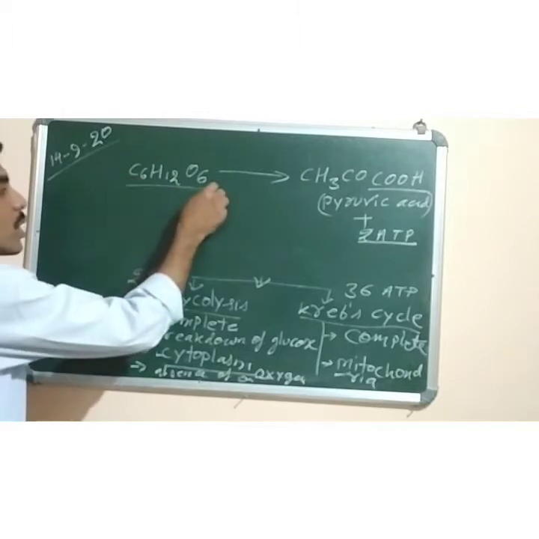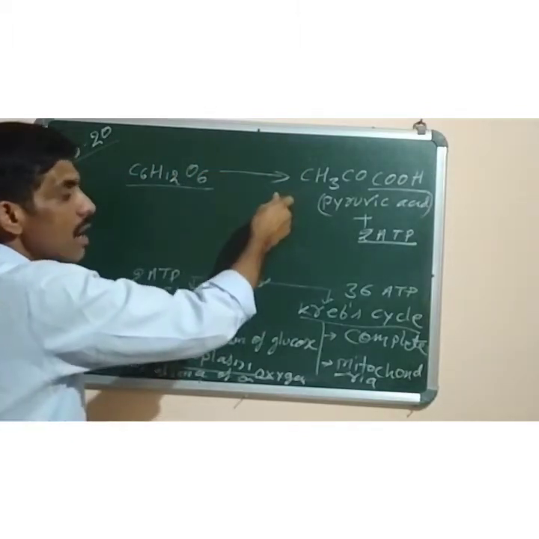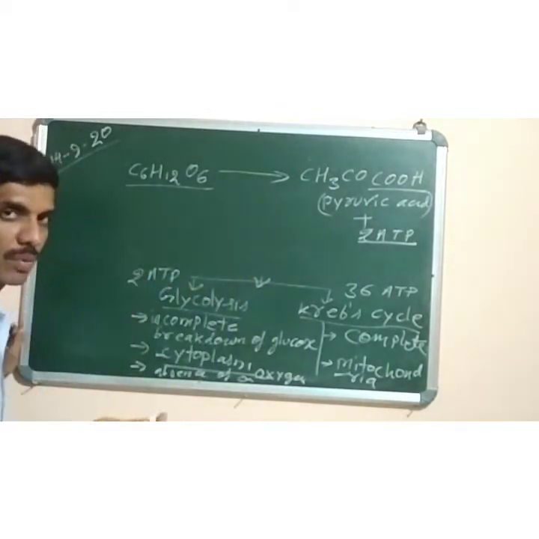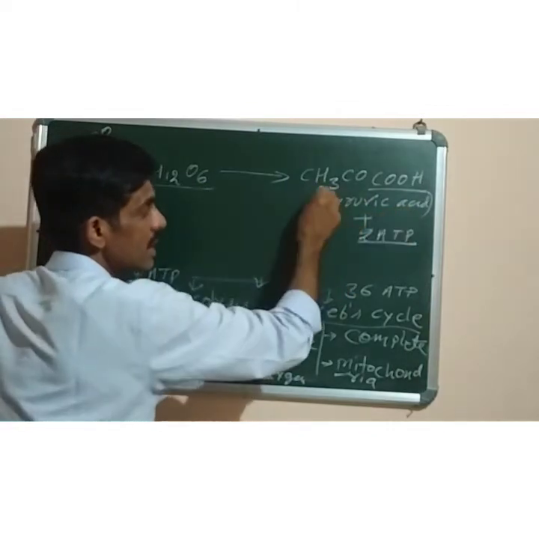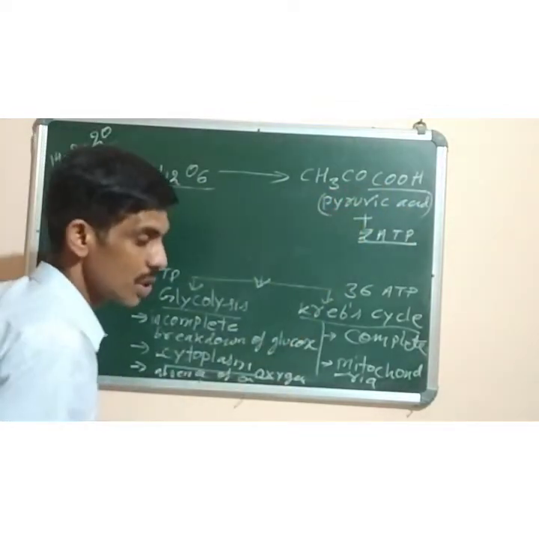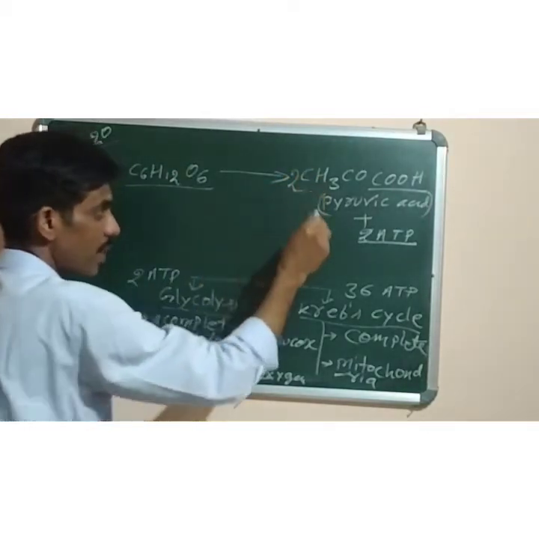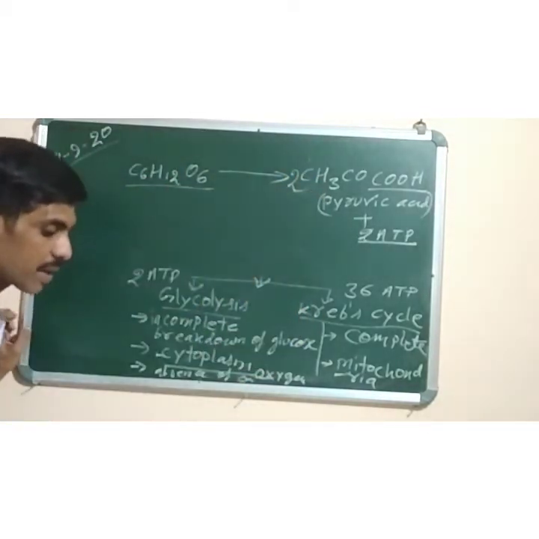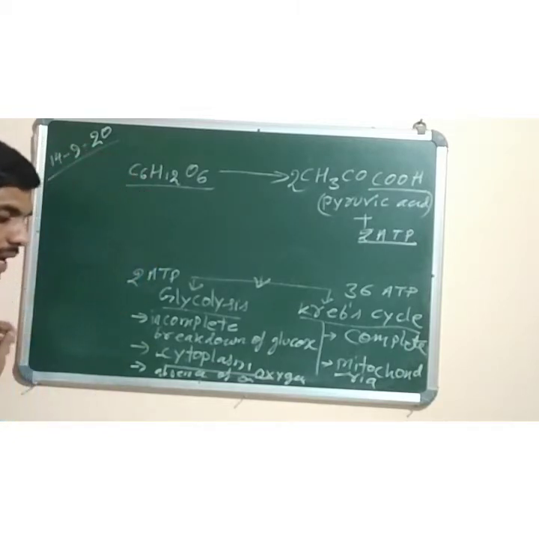So here the glucose molecule, in the absence of oxygen, it breaks down to form pyruvic acid. The formula is CH3COOH, in the book also mentioned. 2 molecules of pyruvic acid are formed, that is for balancing of the equation, and 2 molecules of ATP are produced. Now next one is Krebs cycle.